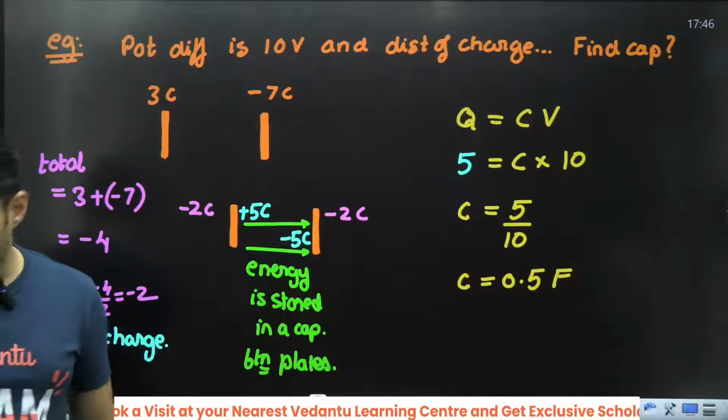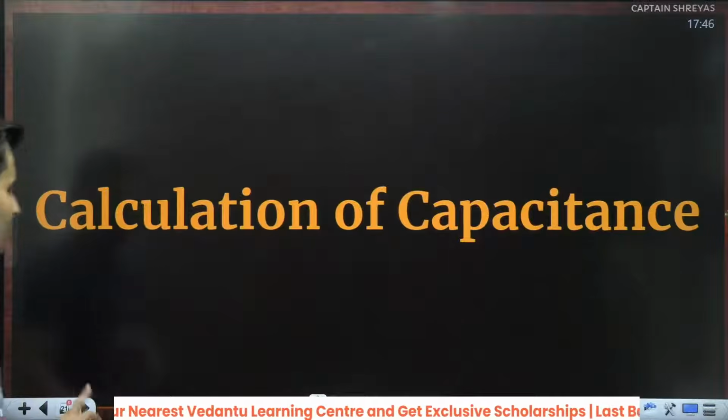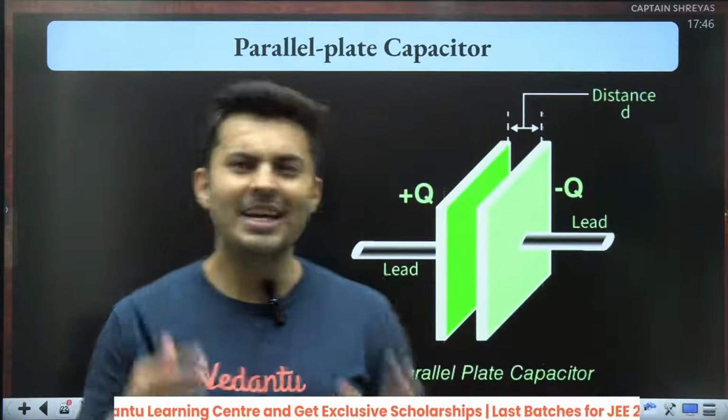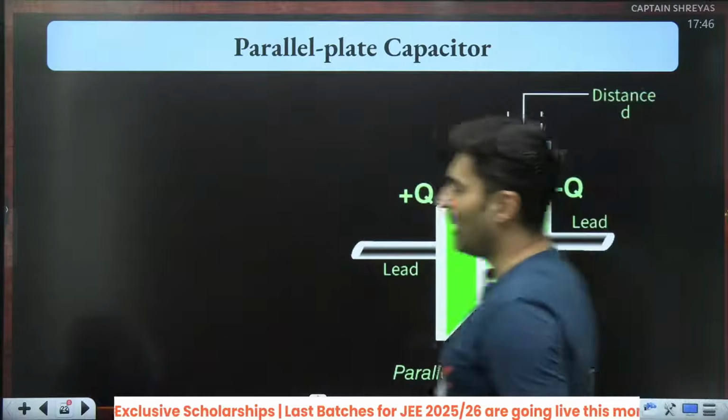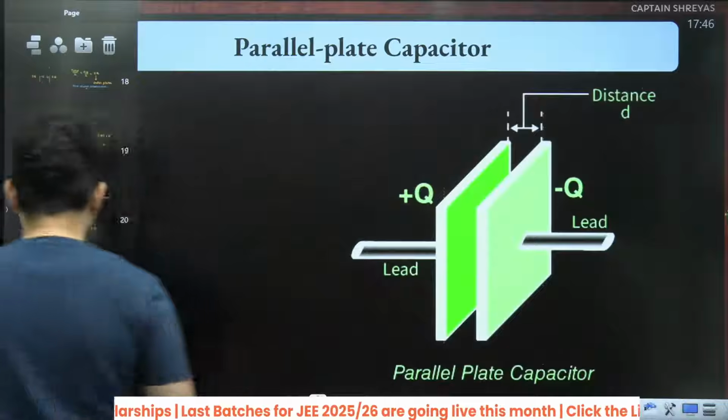Okay, fair enough. So these are all interesting concepts. So now let's go to the calculation of the capacitance. It's very straightforward and let's talk about it. First, let's go to parallel type of capacitor. Then we will go to the cylindrical type.